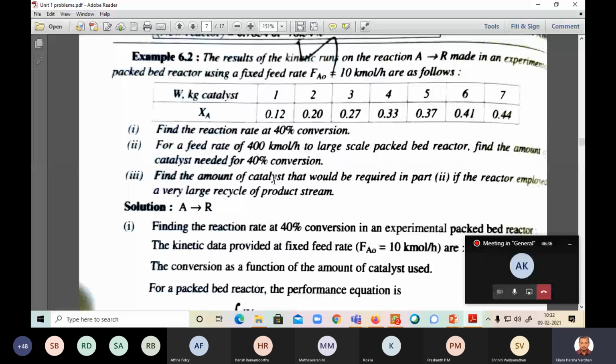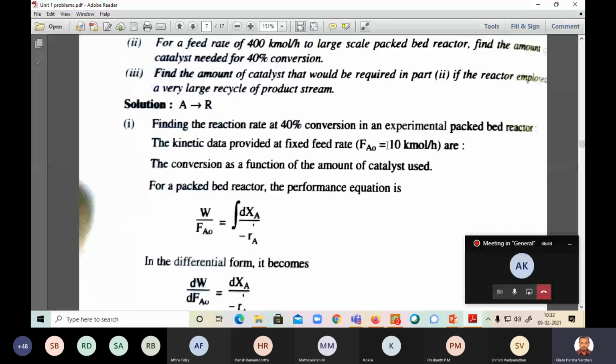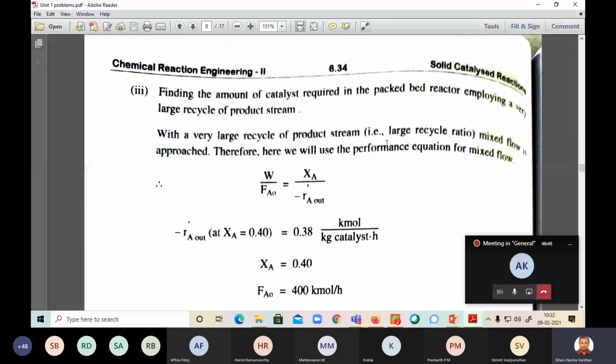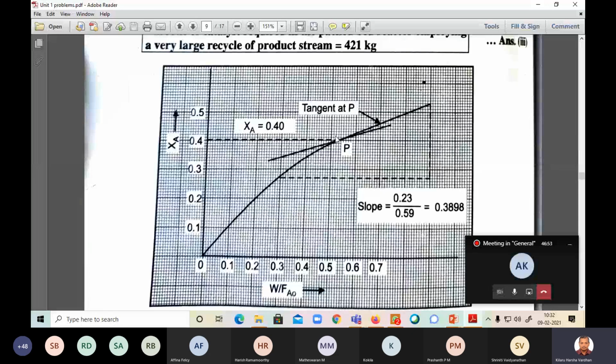We'll try to have some graph sheet with you, because whenever they give data like this, you have to draw a graph. I'll show you how we will be doing it here. You can see here, this will be the graph. Then you find the tangent to it. If you project onto the x-axis, you can get one particular thing, and if you project onto the y-axis, you can get the W.